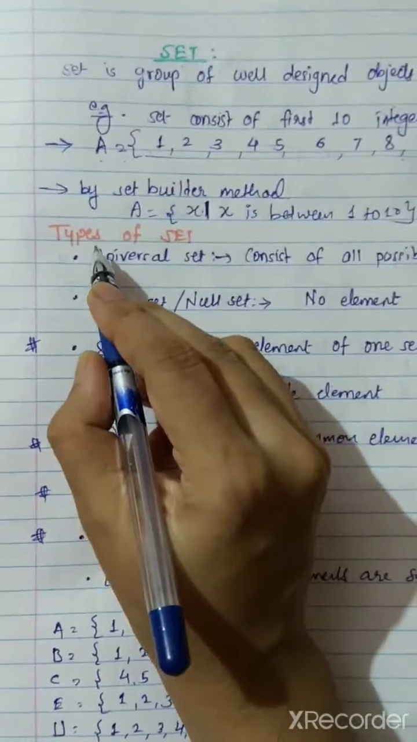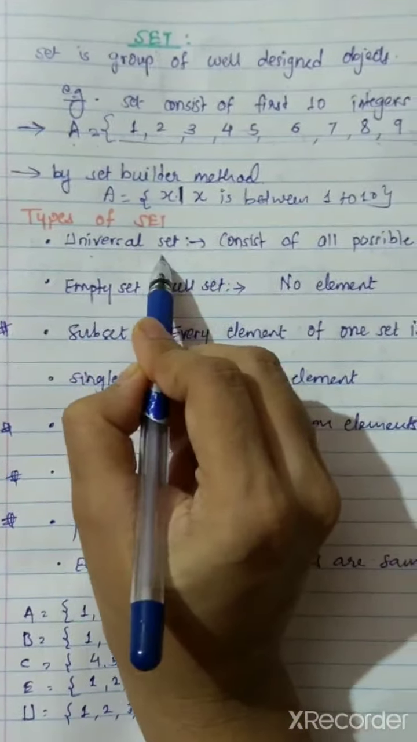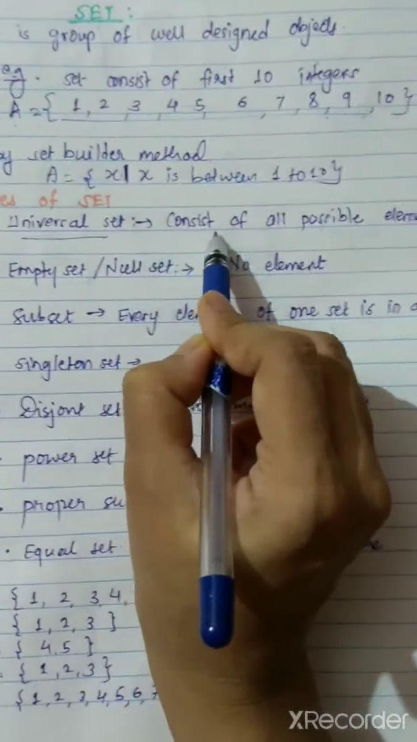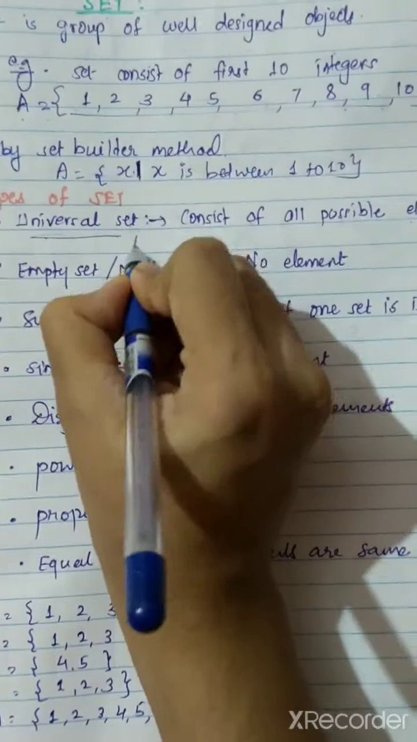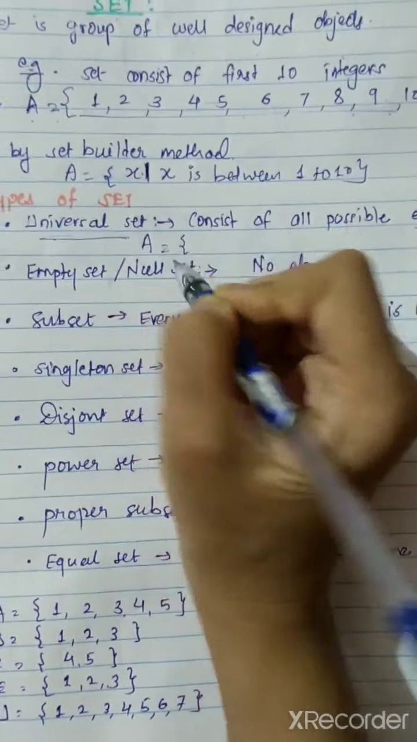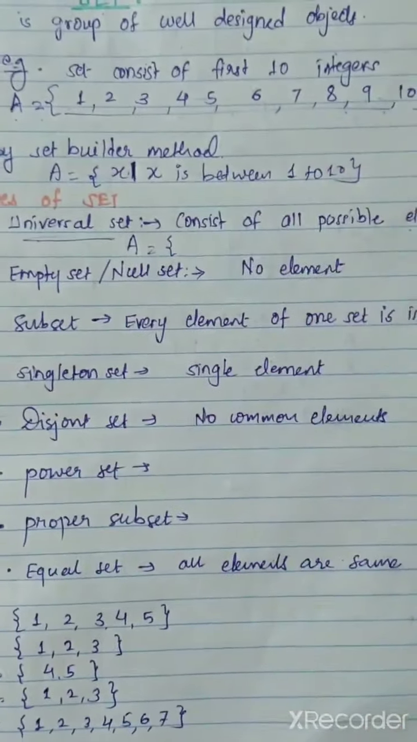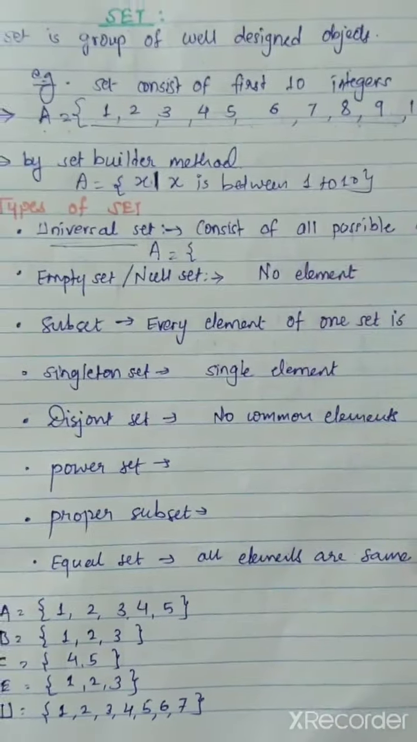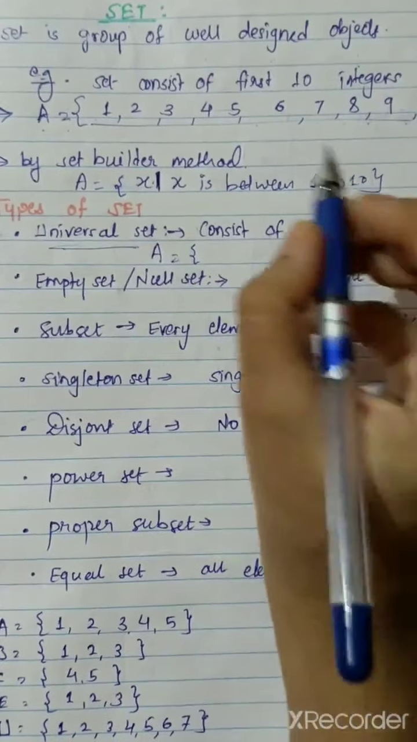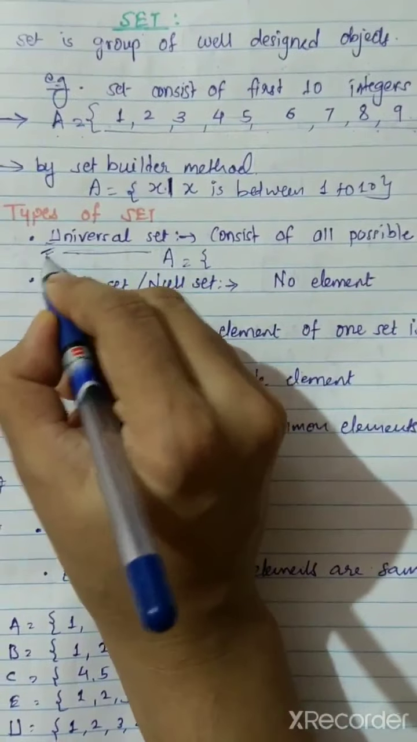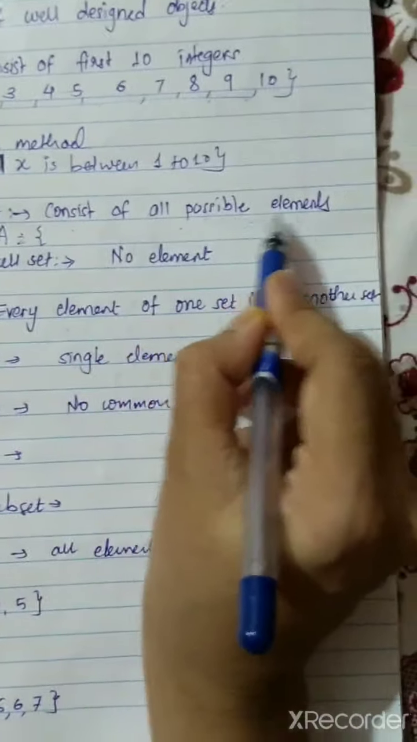Okay, now we have some types of sets which are there in your syllabus. First is the universal set. A universal set consists of all possible elements. For example, you can take the universal set as the positive integers, negative integers, whole numbers. We'll see this in more detail in Venn diagrams. So a universal set consists of all possible elements.